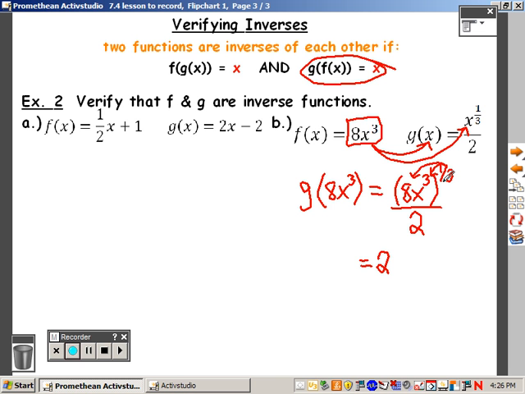What do we do with those two exponents? We multiply them. Well, 3 times 1/3 is just what? It's just 1. So I get x to the 1 power all over 2. We don't do anything to that 2 because it wasn't in the parentheses. Now we notice there's 2 on top and 2 on the bottom, so I cancel. And I get x, which I should have because the problem tells me if they're inverses, then they both have to come out when I do f of g of x and g of f of x to equal x. Okay.